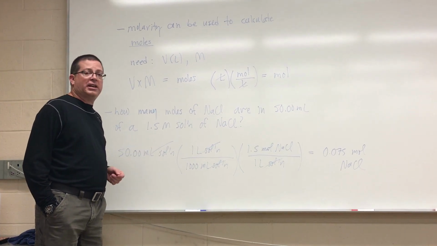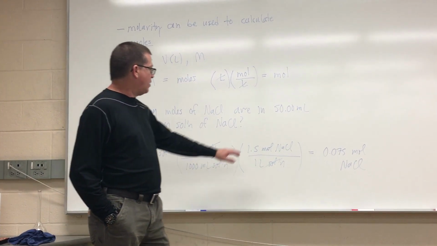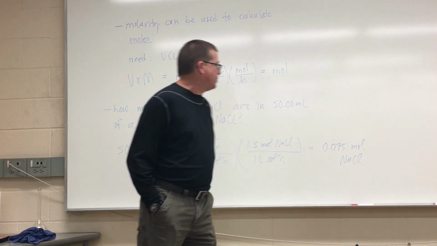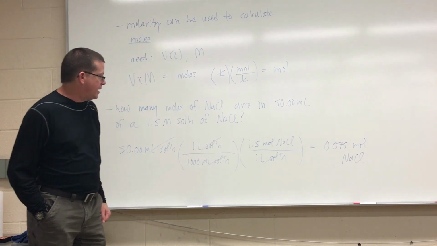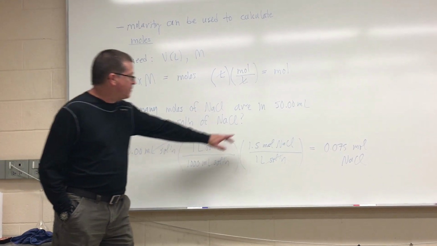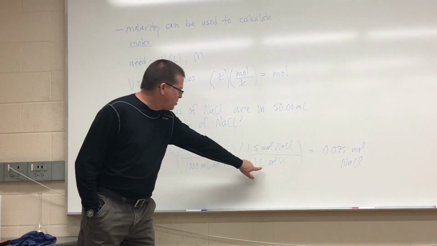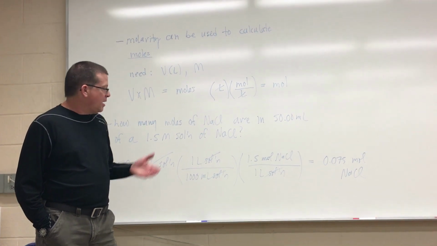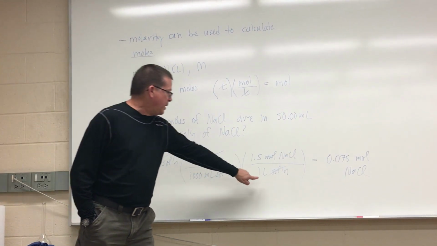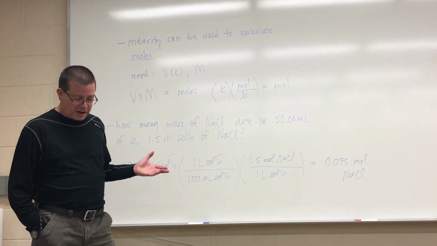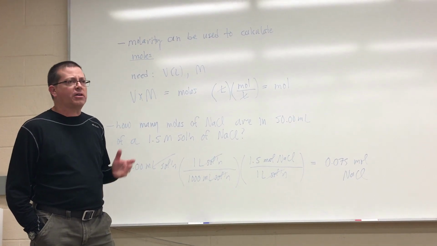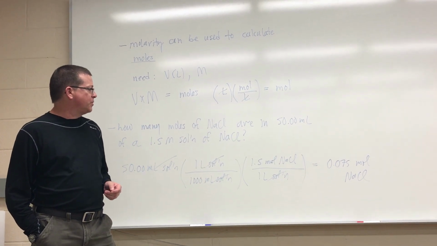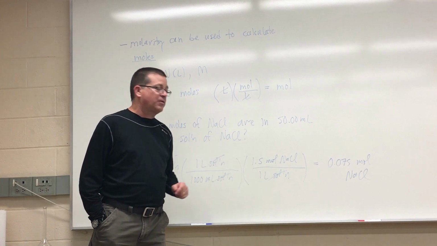When I go through this dimensionally, I'm going to get rid of the liters, and I'll be left with moles. If I work this out, I'm going to get 0.075 moles of sodium chloride. That's going to be limited to the 2 sig figs of the molarity here. The liters down here are essentially unlimited because of the definition of molarity. Sometimes, however, this might actually be limited to the actual precision of the volumetric flask that you're using. But for our purposes, we're assuming this is 1.5 moles of sodium chloride for exactly 1 liter of solution.